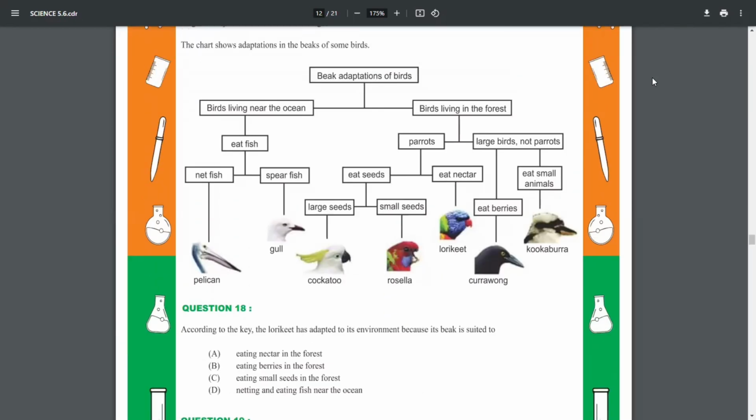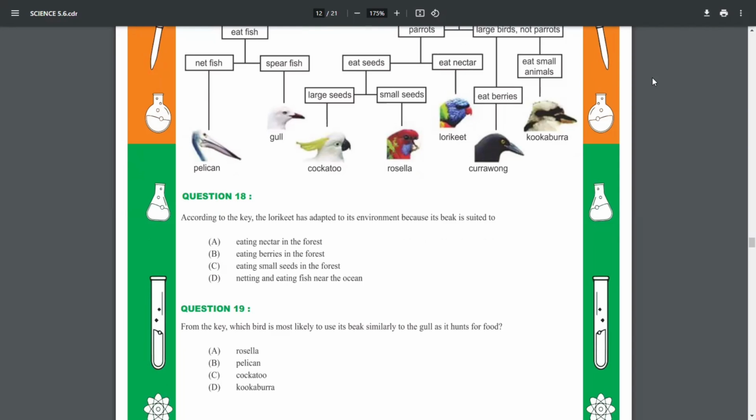Question 18. According to the key, the lorikeet has adapted to its environment because its beak is suited to A. Eating nectar in the forest. Question 19. From the key, which bird is most likely to use its beak similarly to the gull as it hunts for food? Correct option is D. Kookaburra.